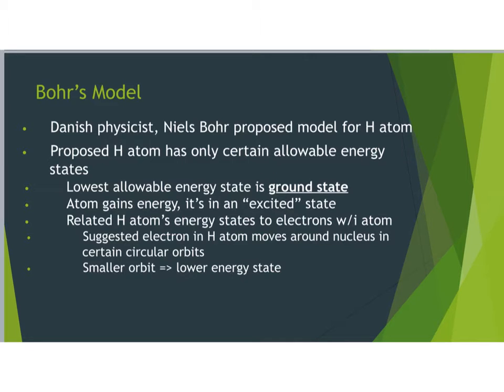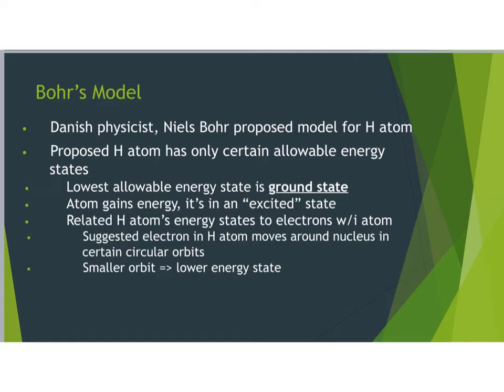Within this, he has the lowest energy state, which is what we call the ground state. Then as an atom gains more energy, and this can come in many different forms, it's going to go into what we call an excited state. As it goes into an excited state, it's going to move out into a different level. I'll have a picture of this in a second. Ultimately, Niels Bohr related the atom's energy states to the electrons within the atom.